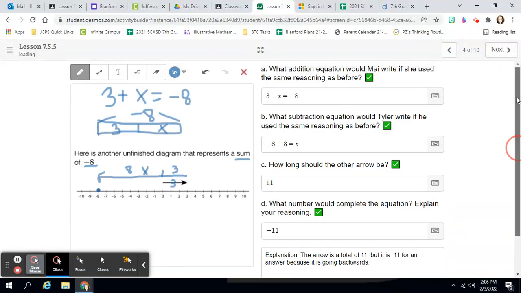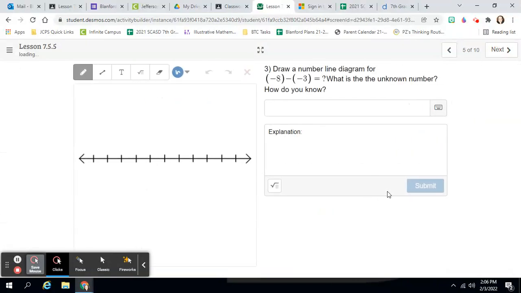All right, so let's try out the next one. So now we have to do the whole thing by ourselves. Draw a number line diagram for -8 minus -3. What's the unknown number and how do you know? Okay, so take a minute to try that out.